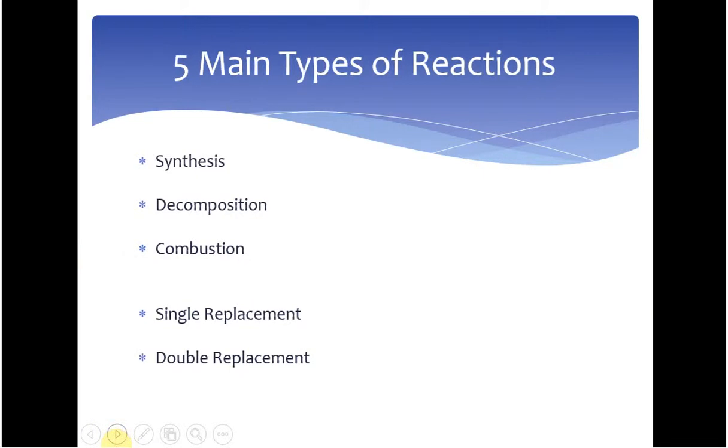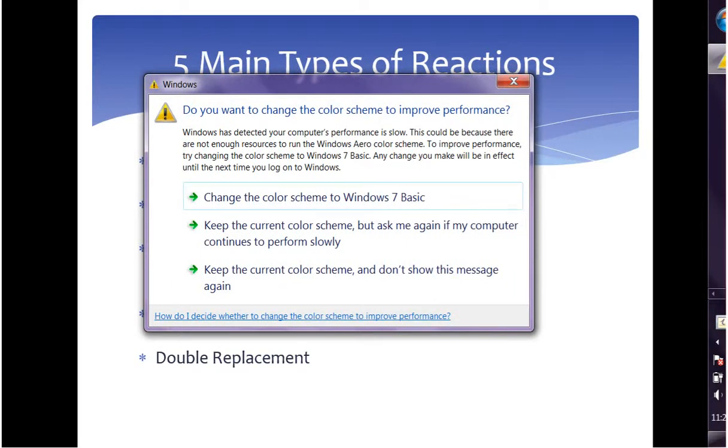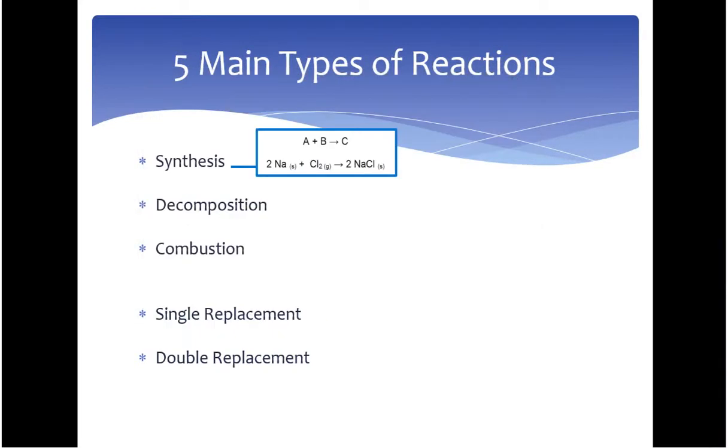So let's go into the 5 main types of reactions. The first is synthesis. For synthesis you have 2 specific reactants. You react them to make one product. So here we have sodium and chlorine. That's 2 different things making one product. For the most part, these are elements, but occasionally one of these reactants could be a compound as well.